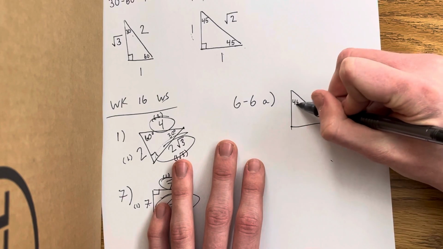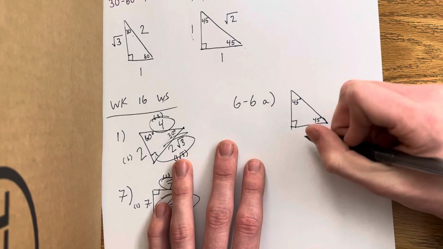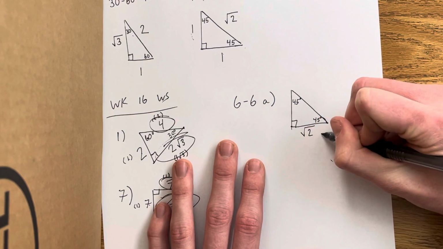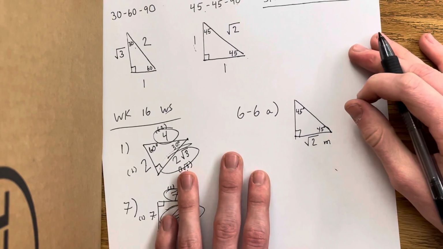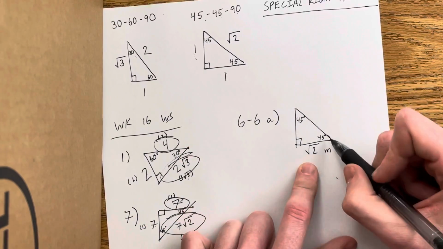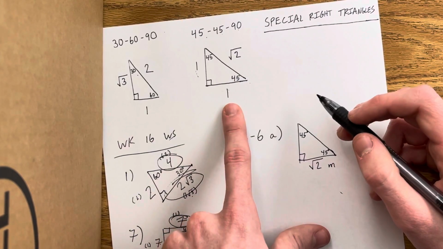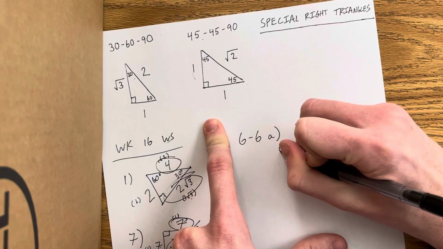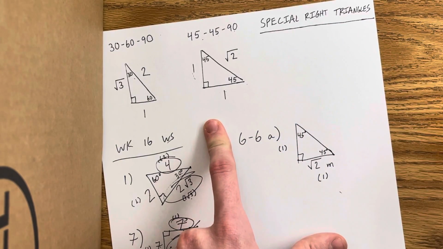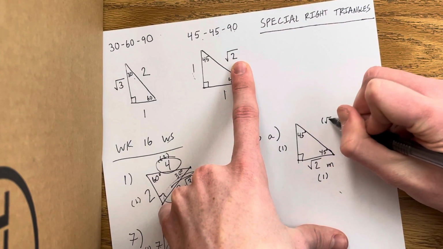we have a 45-degree angle, which means that this one's also 45 degrees. And then this measurement is square root of 2 meters. And we need to find these other two to find the area and the perimeter. So looking at my 45, 45, 90, I know that my legs should have a reference value of 1. So these will both have a reference value of 1. And then my hypotenuse will have a reference value of the square root of 2.